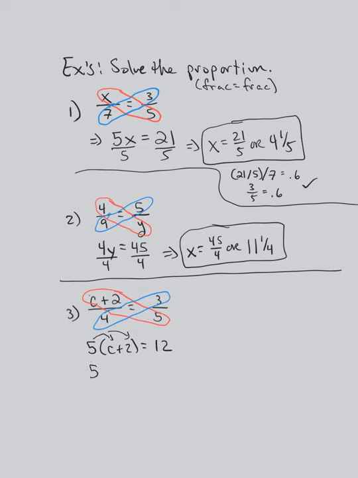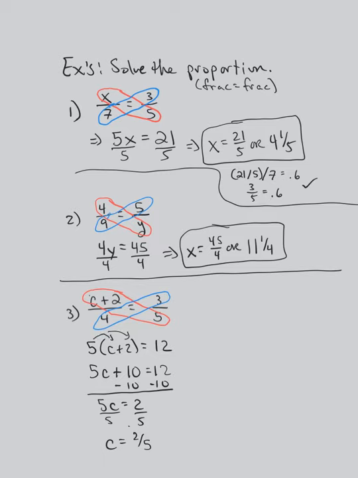And so here we have 5c plus 5 times 2 is 10 is equal to 12. Now we have a straightforward equation to solve. I'd want to subtract 10 on both sides to isolate the c. So we get 5c is equal to 2. And then I would divide both sides by 5 to get c by itself. And so I get c is equal to 2/5. And again, we should check that.